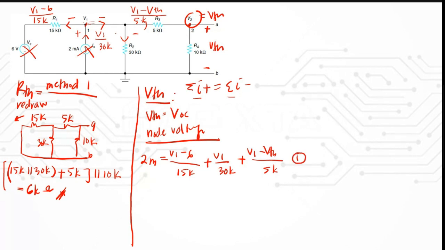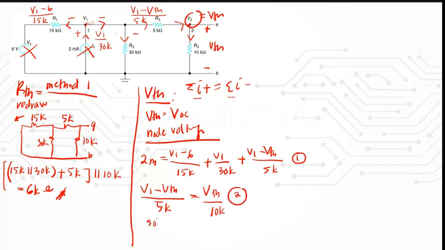And then your equation 2, which is here, you have this node V2. So let's say your current directions are entering equal to the leaving current. So that means you will have these directions of current, where you have (V1 minus VTH) over 5K equal to VTH over 10K. Okay, this is your second equation.